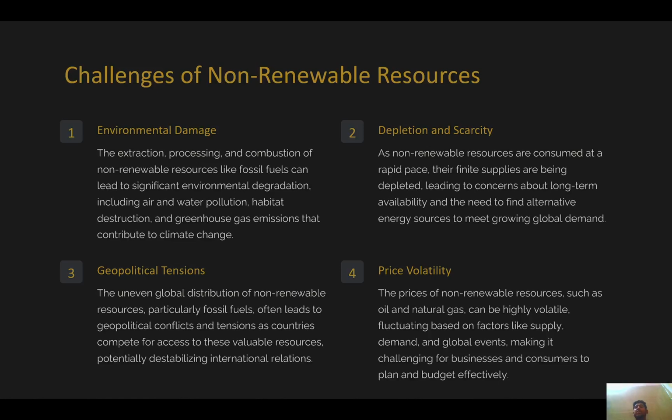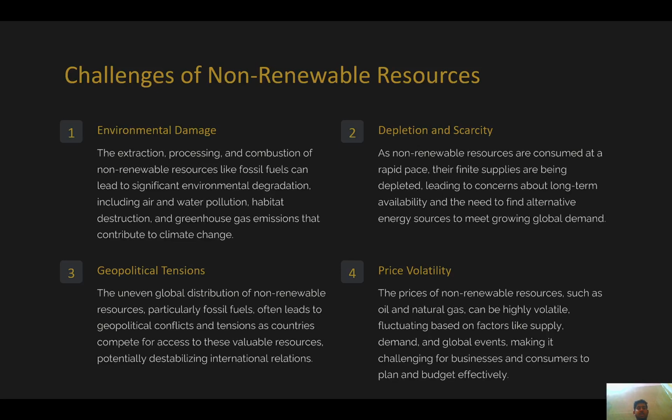Next one is depletion and scarcity. As non-renewable resources are consumed at a rapid pace, their finite supplies are being depleted, leading to concern about long-term availability and the need to find alternative energy sources to meet growing global demand.